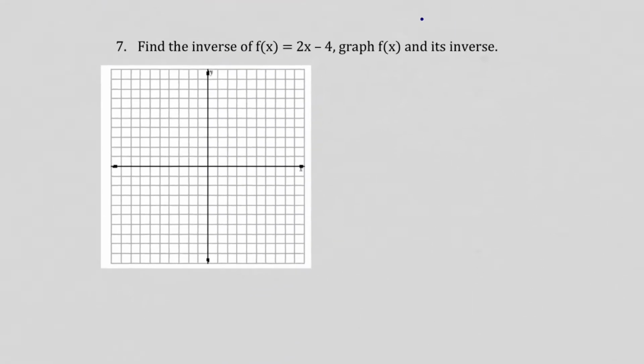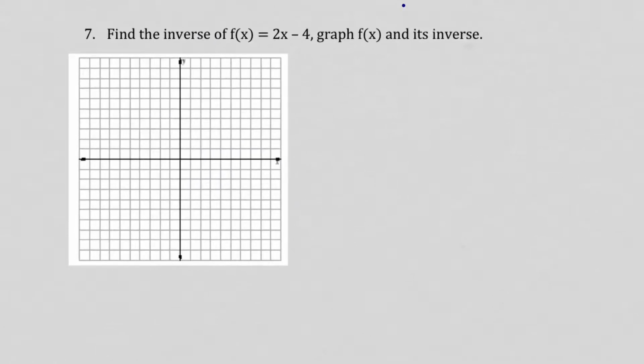All right, number 7, it wants us to find the inverse of f of x and then graph f of x and its inverse. Well, let's first just graph the function it gave us, f of x. So it's y equals mx plus b, so my intercept is negative 4. My slope is 2, so I'm going to go right 1 up 2, or up 2 right 1, however you want to think of that. Oops, I'm on an iPad, hard to make it exact.